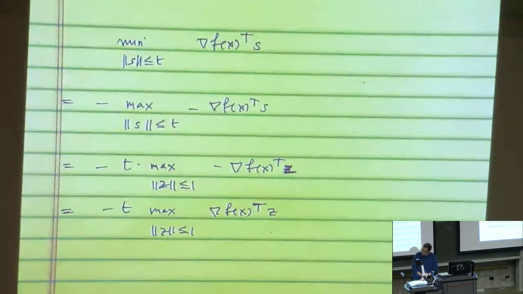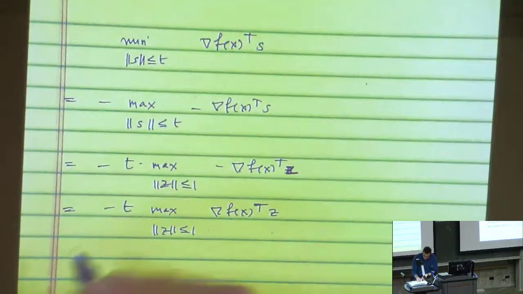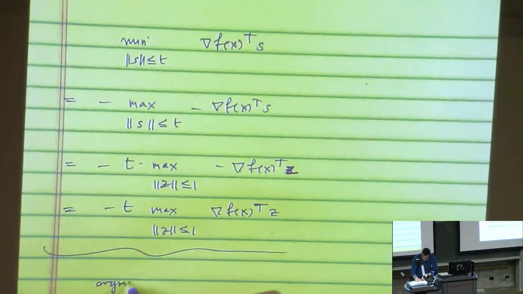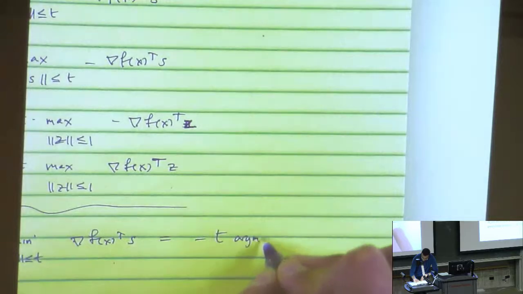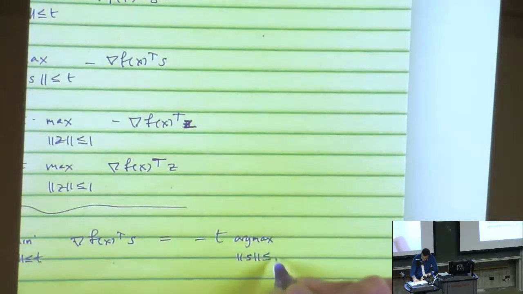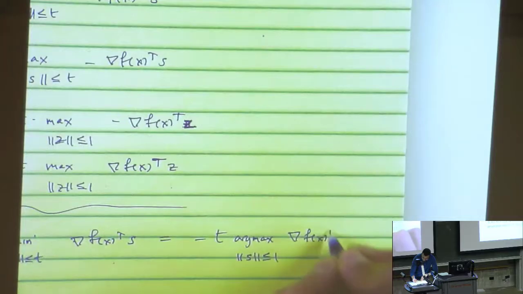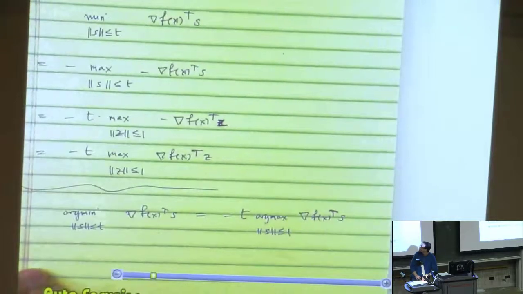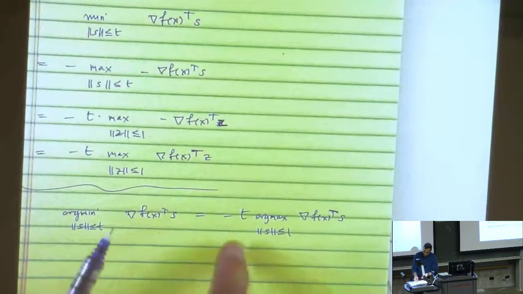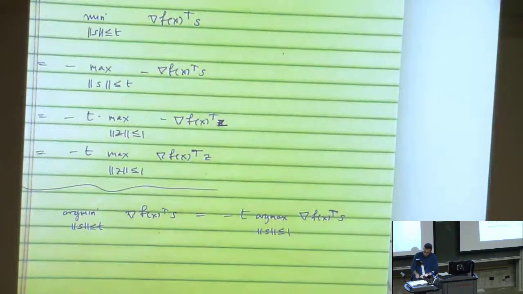Okay, so this is all just manipulations because I have a norm. So what that means is that if I look at the minimizer of the gradient transpose S, this is equal to whatever I have written on the slide, minus t times argmax of gradient of f of x transpose S. So sorry, I just got to scale up for you. The minimizer that we're looking for is equal to minus t times the maximizers of gradient of f transpose S.